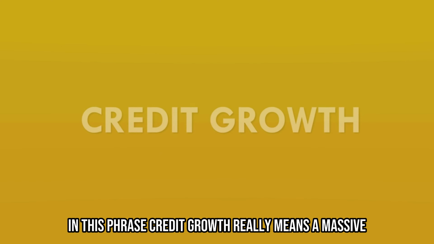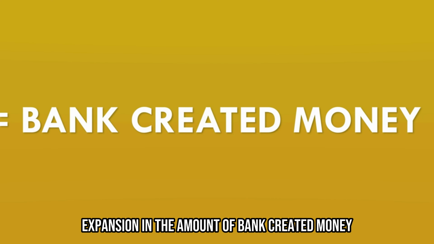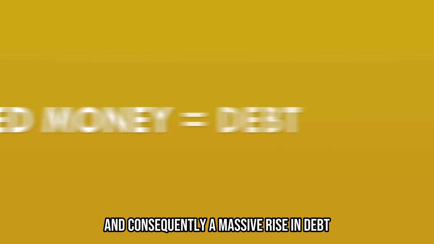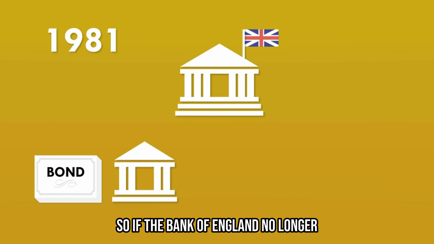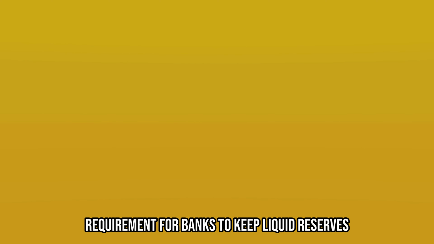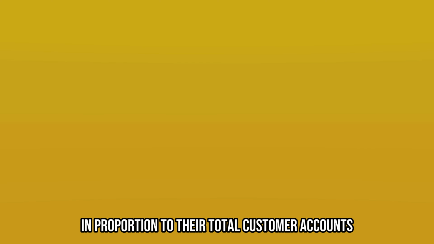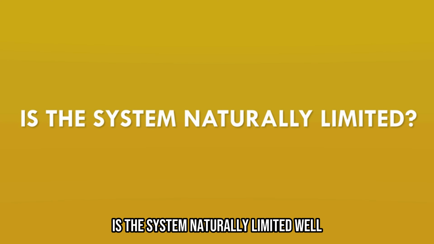In this phrase, credit growth really means a massive expansion in the amount of bank-created money, and consequently a massive rise in debt. Finally, in 1981, the liquidity reserve ratios were abolished altogether. So if the Bank of England no longer sets a liquidity reserve ratio, is there a natural requirement for banks to keep liquid reserves in proportion to their total customer accounts? In other words, is the system naturally limited?